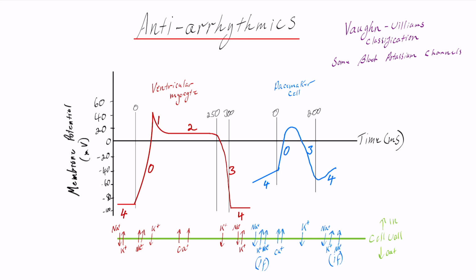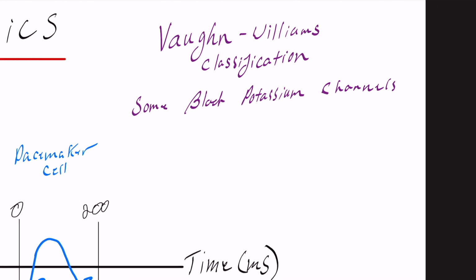But this video is more about the antiarrhythmics and the classes of antiarrhythmics, which you can classify using the Vaughan Williams Classification. There are 4 classes in the Vaughan Williams Classification, and the way I remember the classes is through the acronym "Some Block Potassium Channels". So let's just zoom in on this.